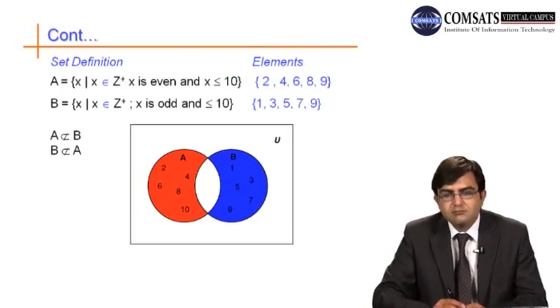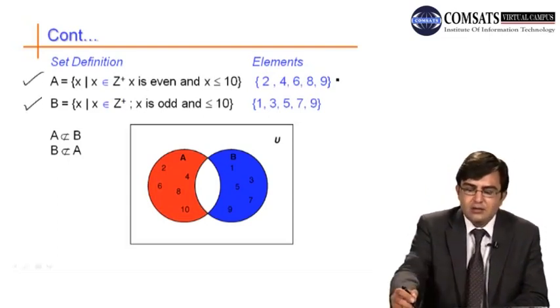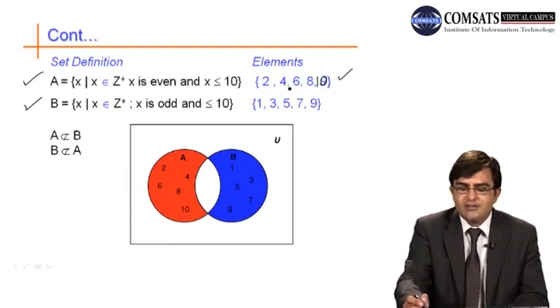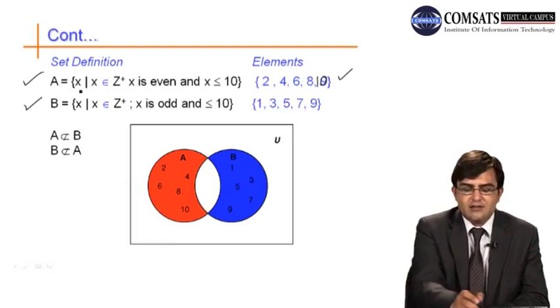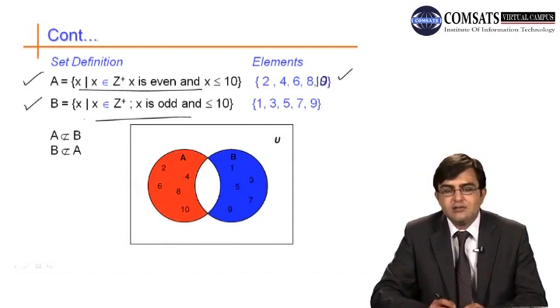Another example: if we have two sets A and B, A contains 2, 4, 6, 8, 10, and B contains 1, 3, 5, 7, 9. This set contains even integers less than or equal to 10, and this set contains odd integers less than or equal to 10. So now there is no common element in these two sets.